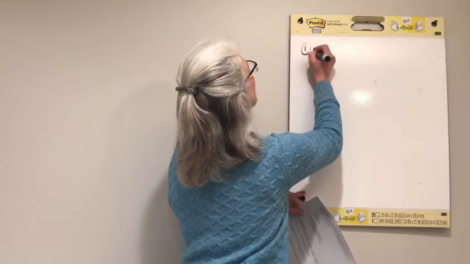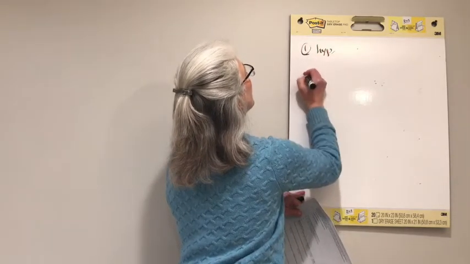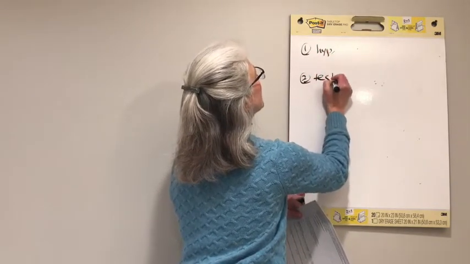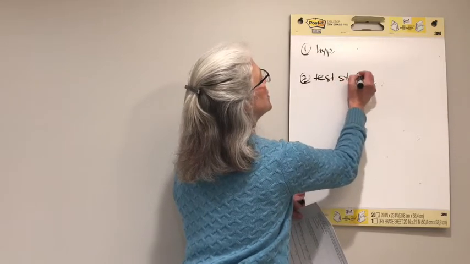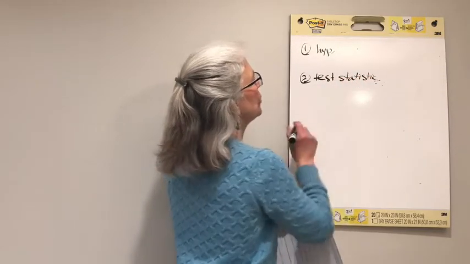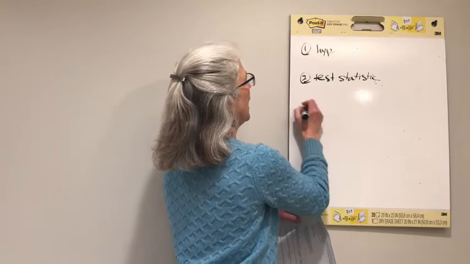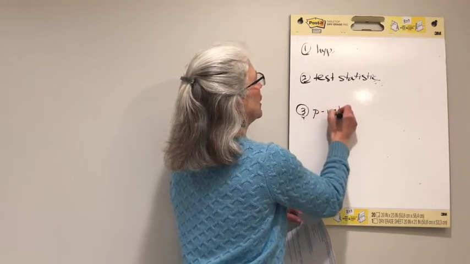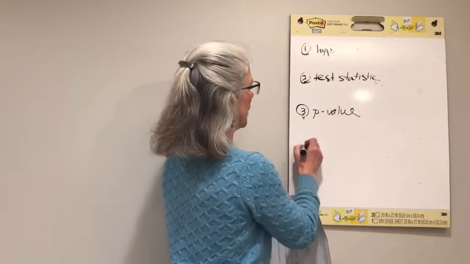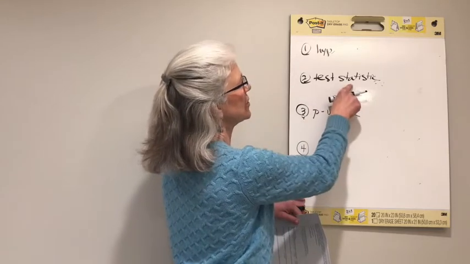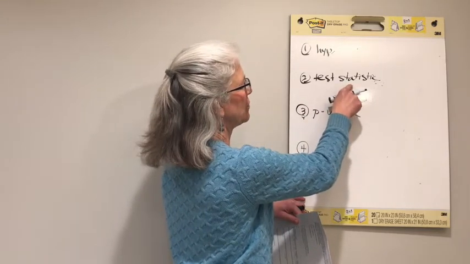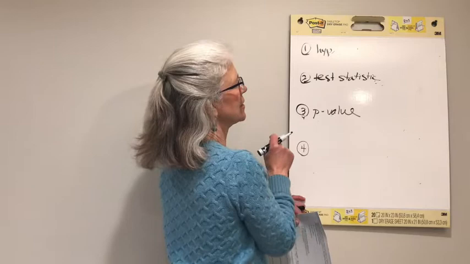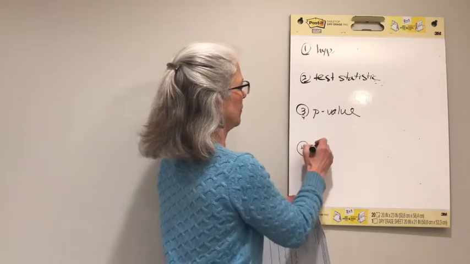Hypotheses, test statistic. The test statistic is always comparing our sample to our null hypothesis. How close is our sample to what we claimed? A big test statistic means our sample is a long way from what we claimed, and a small test statistic means our sample is close to what we claimed.